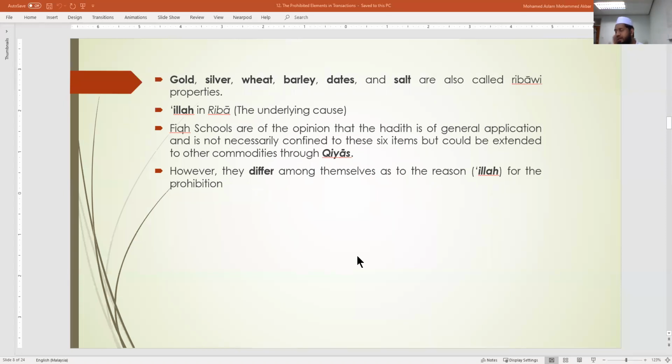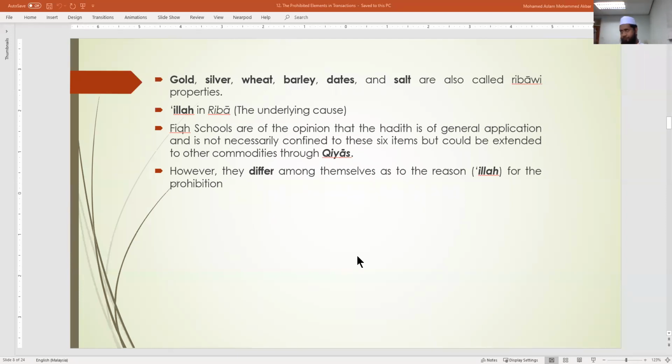Now, first question from this hadith: why did the Prophet ﷺ talk about these six commodities only? We need to know what exactly the underlying cause for riba is. The Prophet ﷺ said so many things in the hadith. So the first question comes: is it only these six items, or what about the things other than the six items? What about rice? What about sugar? What about other things like fruits, vegetables, so many things, right?